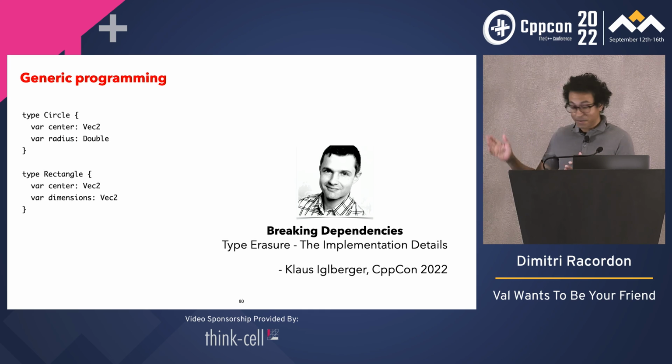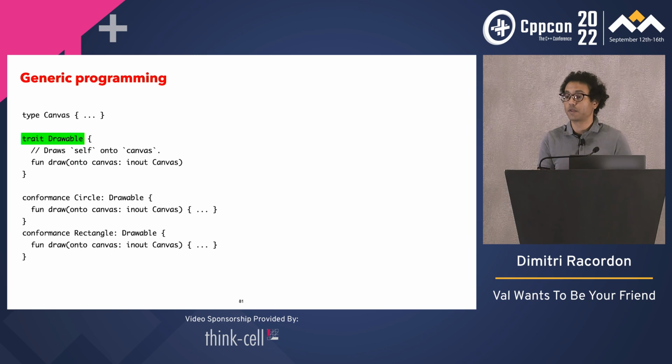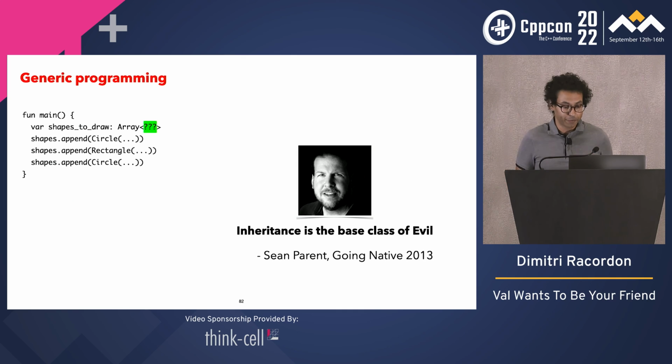So let's say we have different shapes represented by these simple types. We have a circle, a rectangle, and now let's define a trait that describes things that can be drawn onto some canvas. Remember, conformance can be declared retroactively in Val. So this drawable trait doesn't have to intrude on the shape declaration. I can just describe how those things can be drawn after the fact. But now let's say we want to create an array of drawable things. Well, the issue is that arrays are homogeneous collections, and we don't have a base class for all our shapes. In fact, Val doesn't have base classes at all. If you want to know why, then you can watch this great talk from Sean Parent.